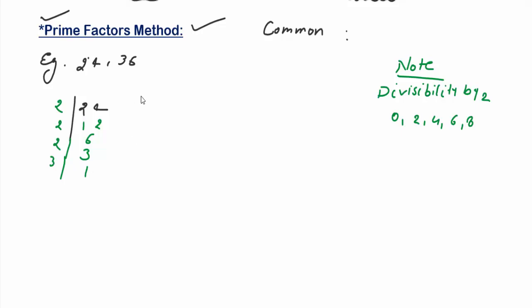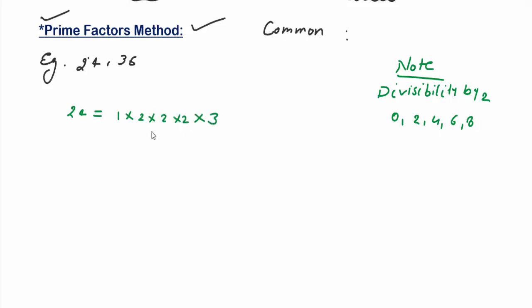What are the factors of 24? We'll write over here. So the factors of 24 we can write as 24 equals 1 multiplied by 2 multiplied by 2 multiplied by 2 and 3. These are the final factors of 24, and because all the numbers are prime numbers, they are known as the prime factors.